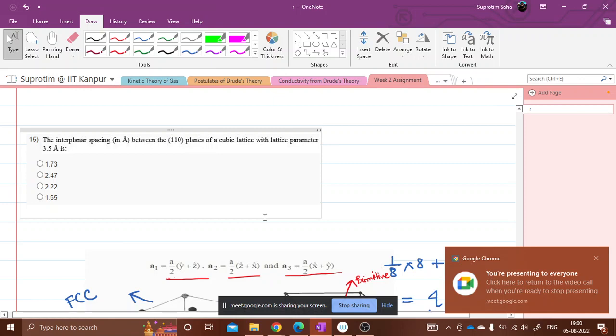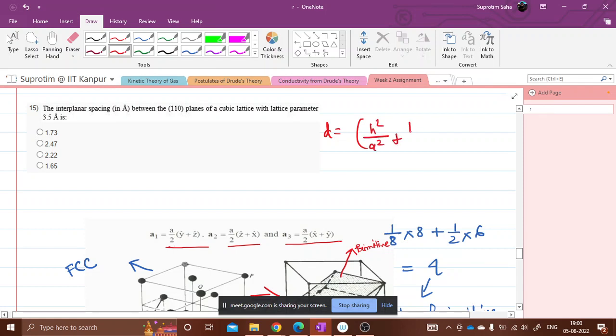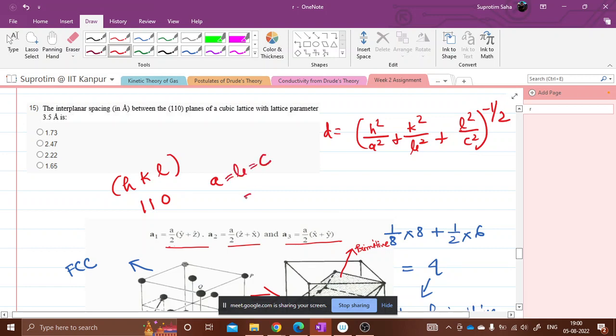The interplanar spacing in angstrom between the 110 planes of a cubic lattice with lattice parameter 3.5 angstrom. So the general formula is h squared by a squared plus k squared by b squared plus l squared by c squared. Here HKL is your 110, and we are asked about a cubic lattice, right? So A equals B equals C, which is given as 3.5 angstrom.